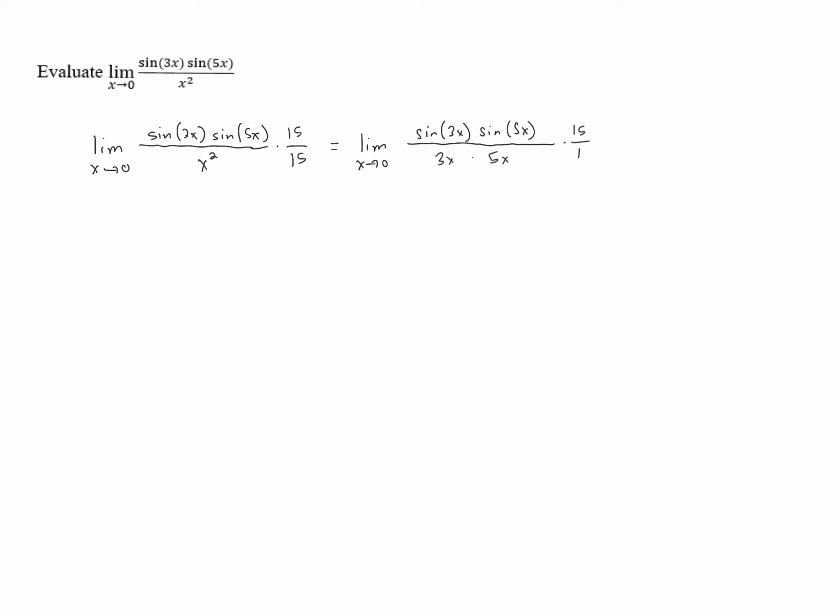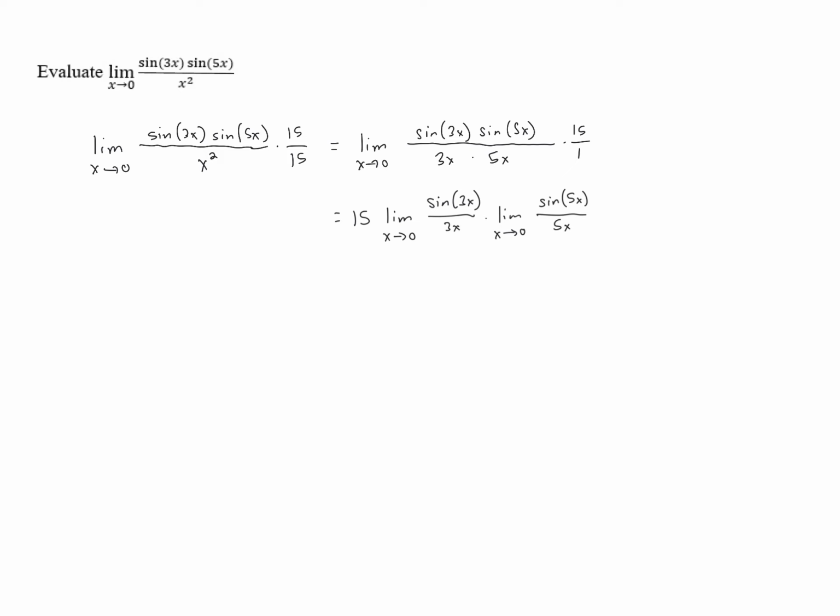Now, what we can do is pull the constant multiplier out front and recognize that the limit of a product, sine of 3x over 3x times sine of 5x over 5x, is the same as the product of the limits. So putting that 15 out front and splitting this limit of a product into the product of limits, we've got the limit as x approaches 0 of sine of 3x over 3x times the limit as x approaches 0 of sine of 5x over 5x.